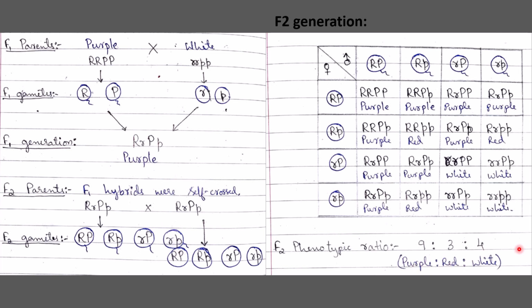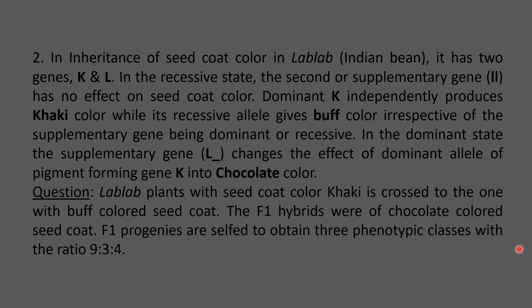Now moving on to the second example. Here, inheritance of seed coat color in Lablab, that is Indian bean, is being studied for the supplementary factor inheritance. Again, it has 2 genes, dominant K and dominant L, which govern the development of seed coat color in Indian bean.